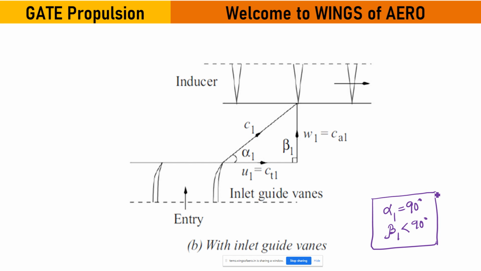So here what will be 90 degrees? Beta 1. In the case of inlet guide vanes, beta 1 will be equivalent to 90 degrees. Now again, just remember these simple fundamental things, and from this basic concept you can find out the other patterns. Just give me a second.